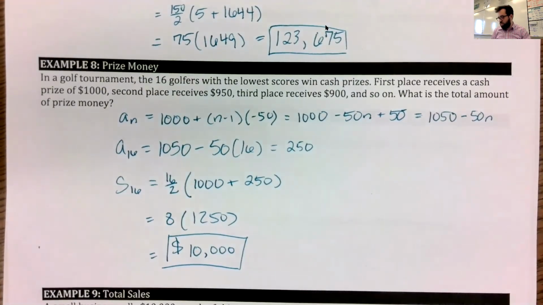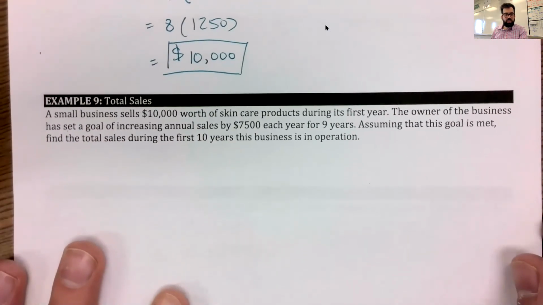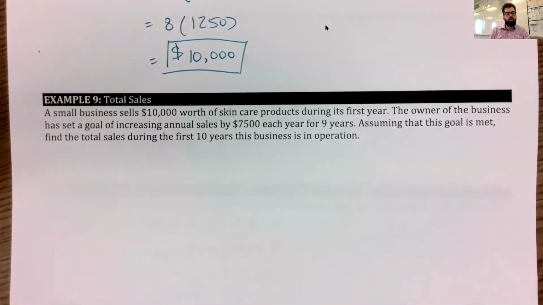All right, one more similar question. Example 9, total sales. A small business sells $10,000 worth of skincare products during its first year. The owner of the business has set a goal of increasing annual sales by $7,500 each year for 9 years. Assuming that this goal is met, find the total sales during the first 10 years this business is in operation.